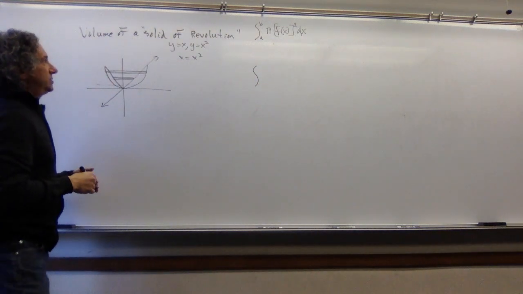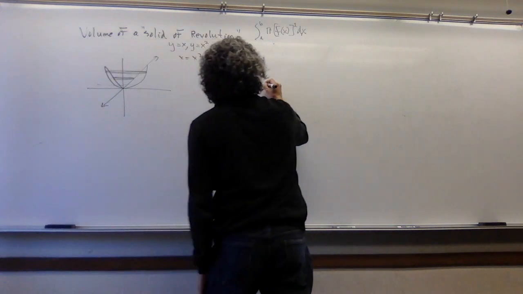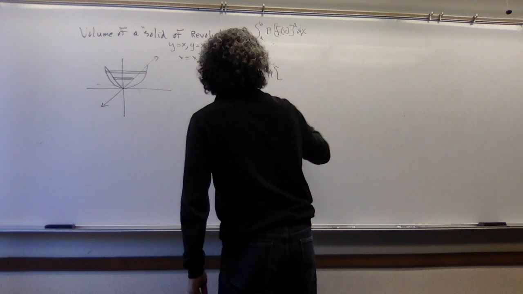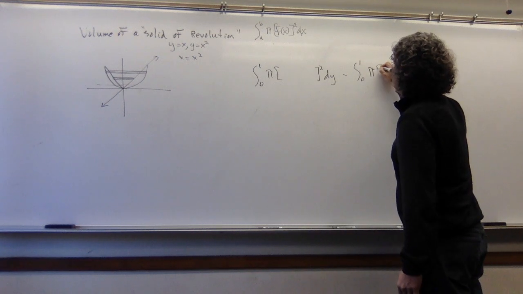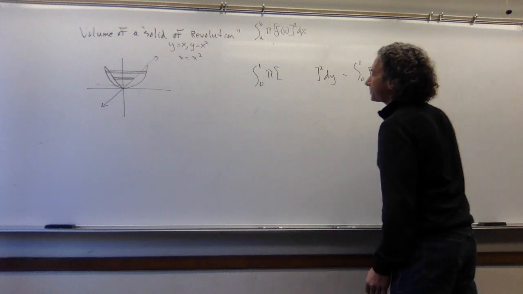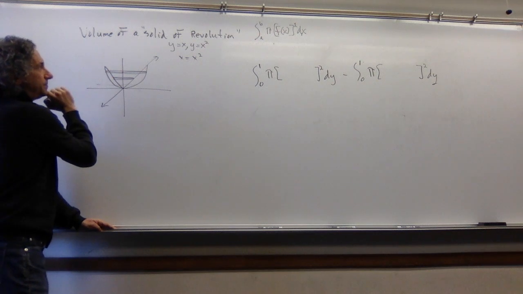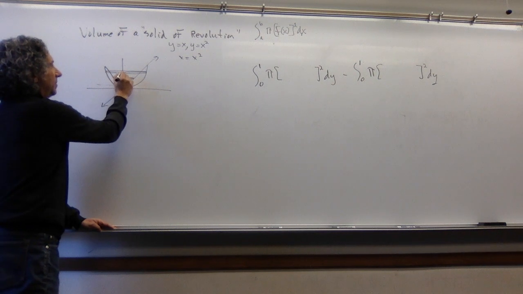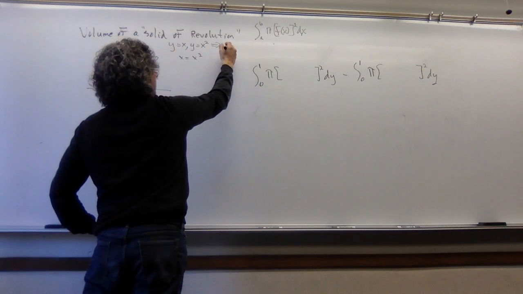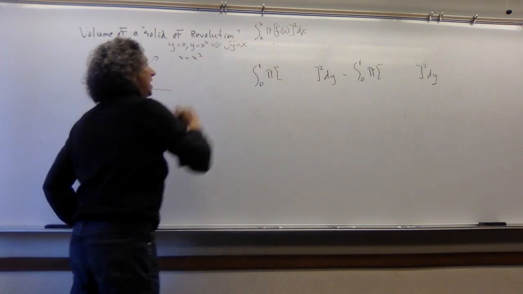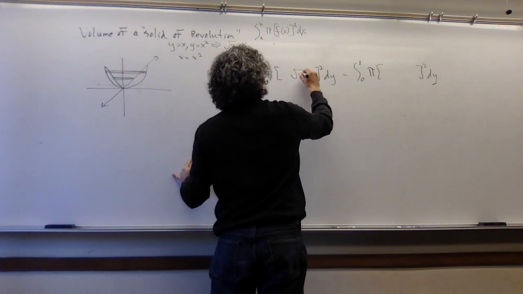The y values go from 0 to 1. So we have the integral from 0 to 1 of pi something squared dy, minus the integral from 0 to 1 of pi something squared dy. For a given y value, this distance is what? Well, y equals x squared, so the square root of y will give me the x value. So therefore, this guy is going to be the square root of y.